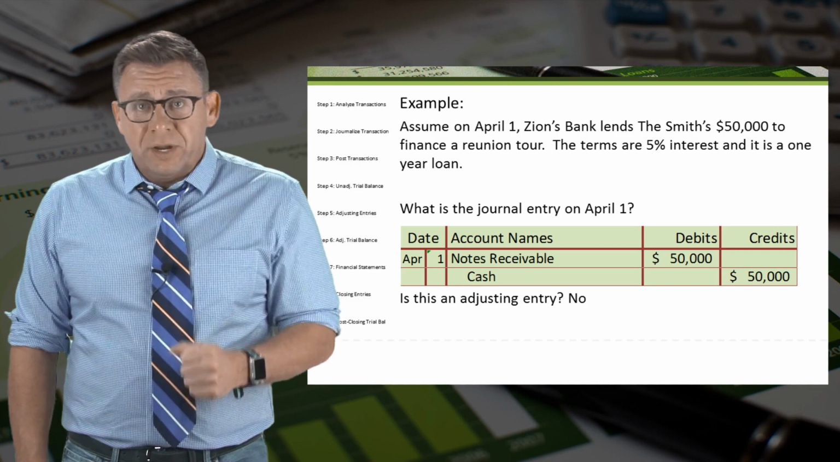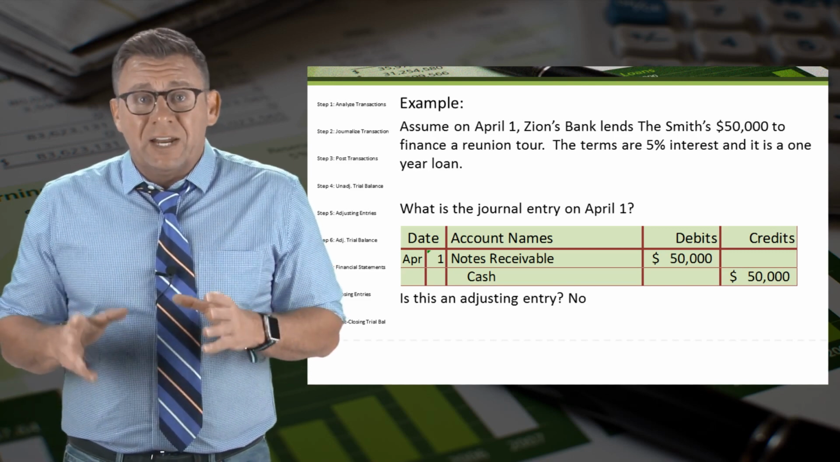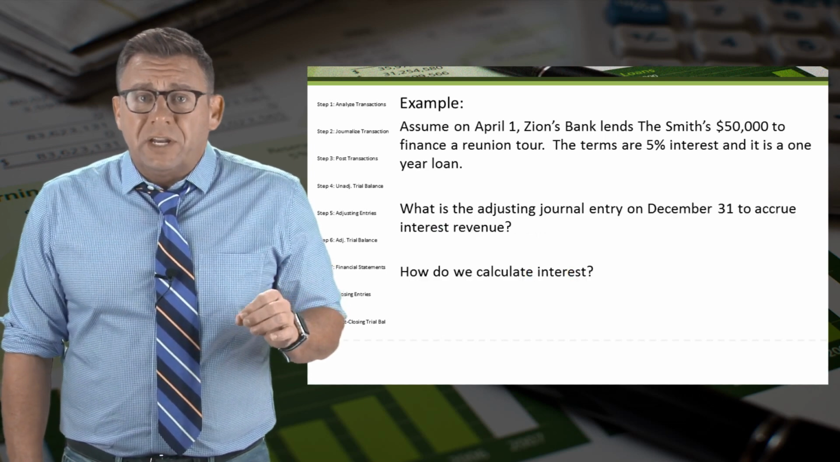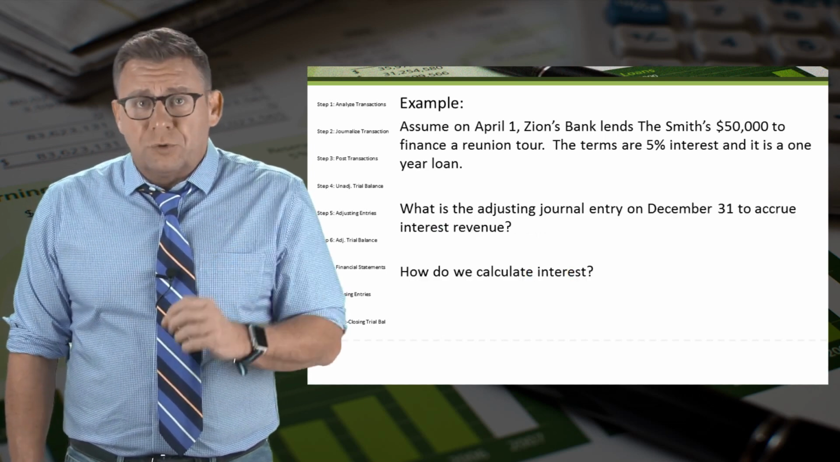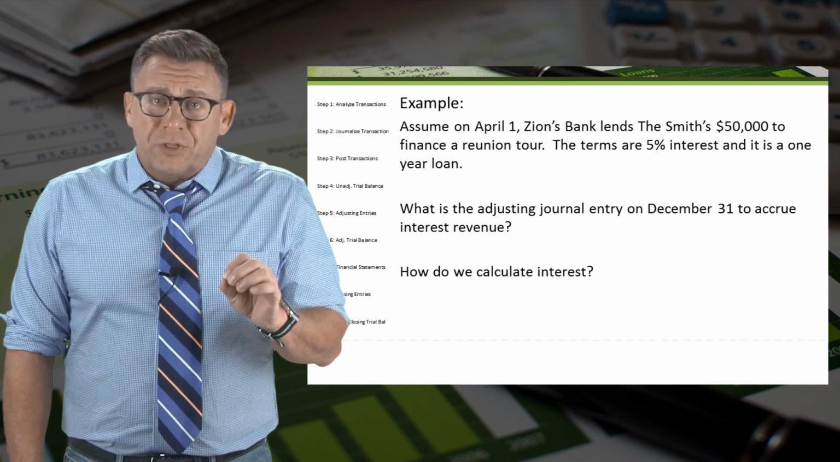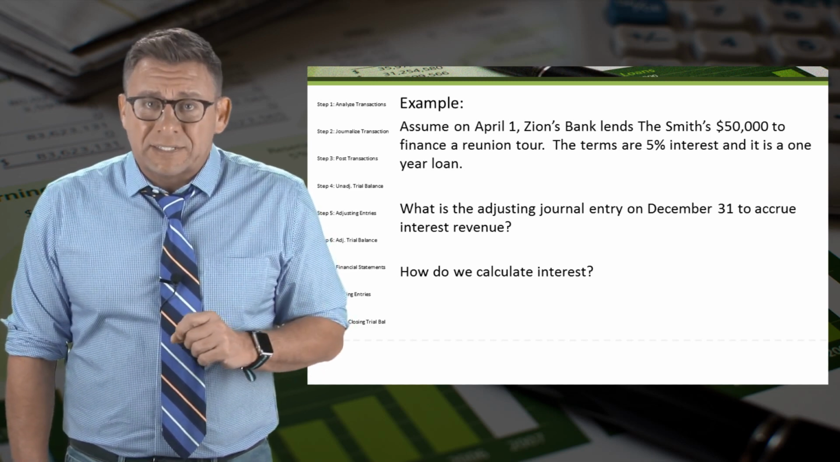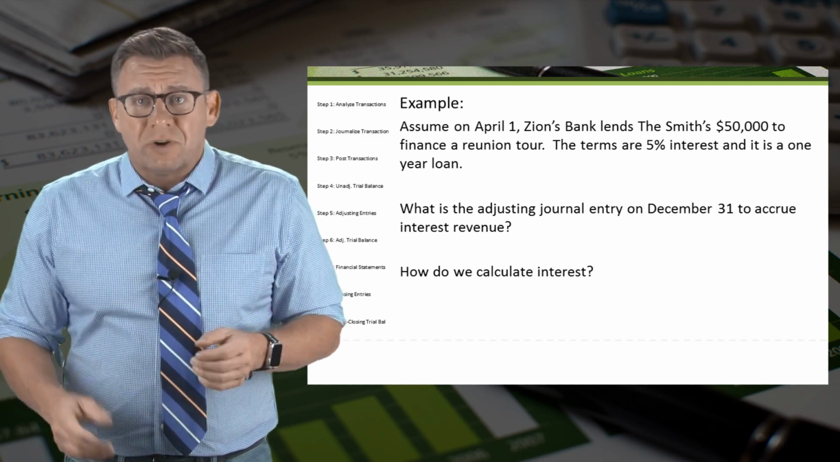Is this an adjusting entry? No, because there's an underlying event that happened on April 1st. The adjusting entry needs to be recorded at the end of the year, let's assume. So, as of December 31st, what has Zions Bank earned but not yet collected? The answer is interest revenue.